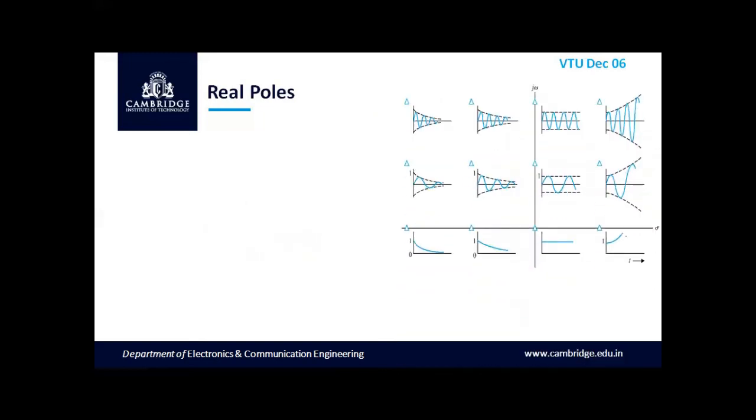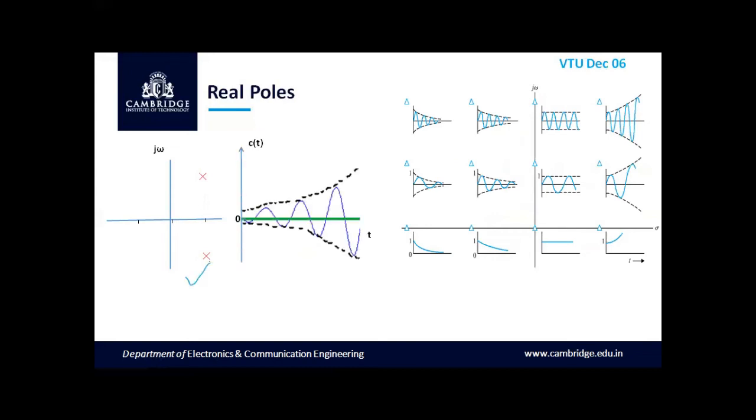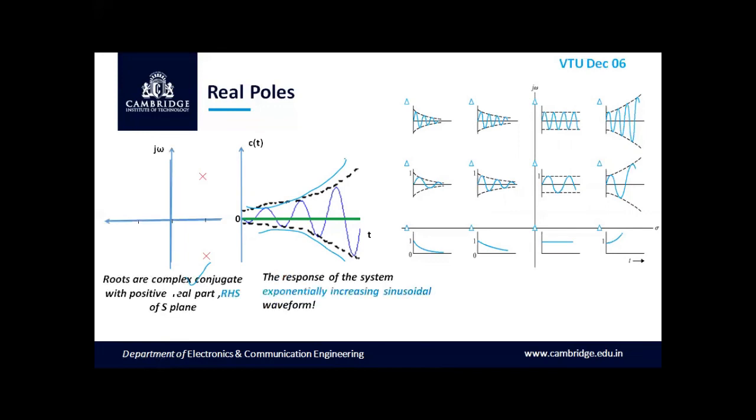Moving on to the next example, on the other side, if the complex conjugate poles lie on the right half of the S-plane, the response will be completely diverging, that is, an unbounded response. It never tries to converge and reach 0. Hence, you can say that the response of the system is an exponentially increasing sinusoidal waveform for the roots which are complex conjugate with positive real part on the right half of the S-plane, and the system is unstable.